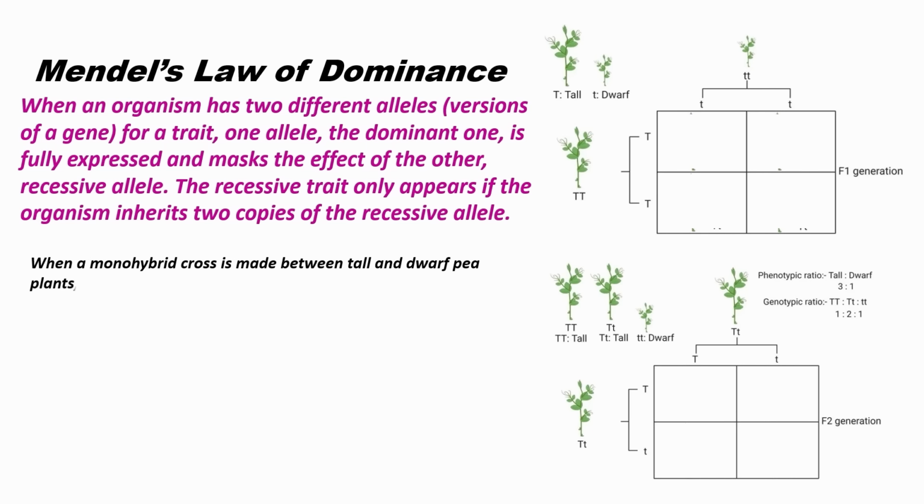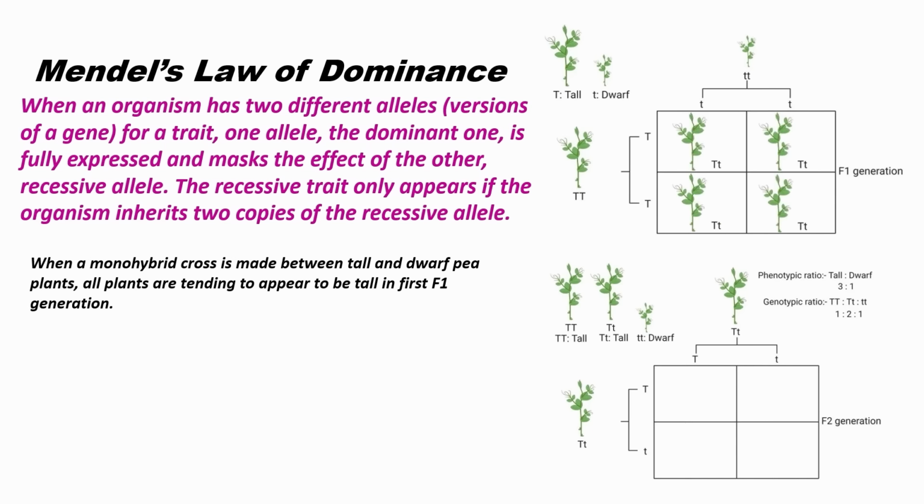When a monohybrid cross is made between pure tall and pure dwarf pea plants, all plants tend to appear tall in the first filial generation. You are observing a tall plant here and a dwarf plant here. In the F1 generation, we will get all tall plants, which is shown in the Punnett square.